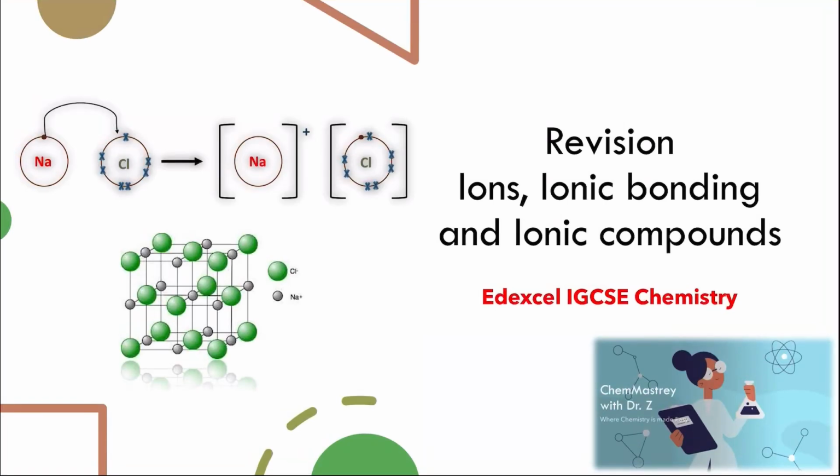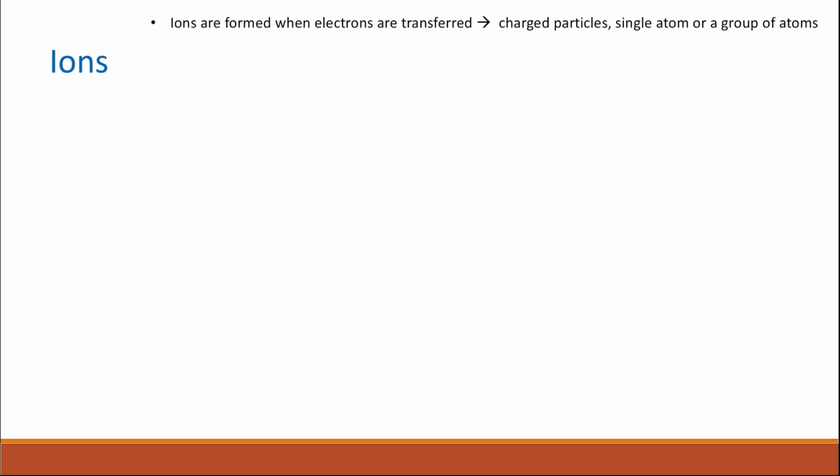This is a quick and comprehensive revision of topics ions, ionic bonding, and ionic compounds for Edexcel IGCSE Chemistry. So let's start with ions. Ions are formed when electrons are transferred, so they are charged particles. They can be either single atom like sodium ion with 1 plus charge, or can be formed of multiple atoms together or group of atoms like the nitrate with 1 minus charge.